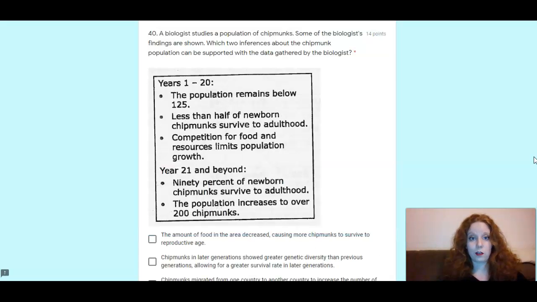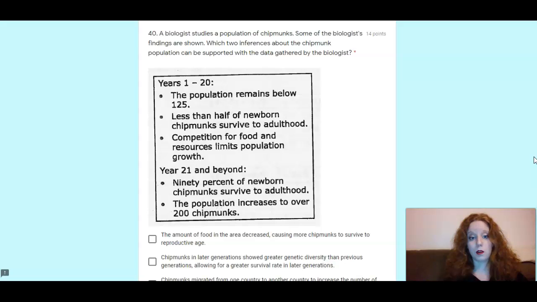All right, here's our next question. A biologist studies a population of chipmunks. Some of the biologist's findings are shown below. Which two inferences about the chipmunk population can be supported with the data gathered by the biologist? So we got years 1 through 20, the population remains below 125. Less than half of newborn chipmunks survive to adulthood. Competition for food and resources limits population growth.